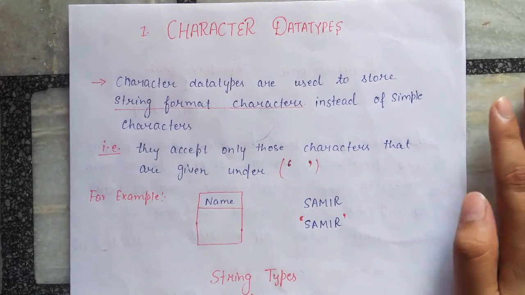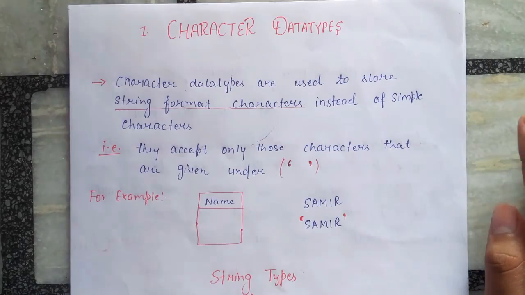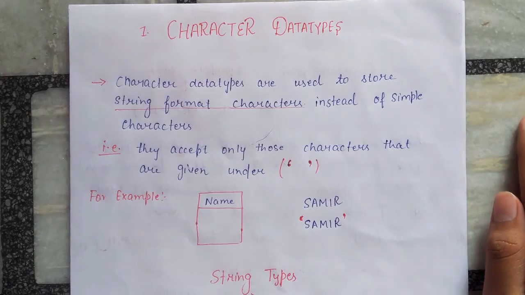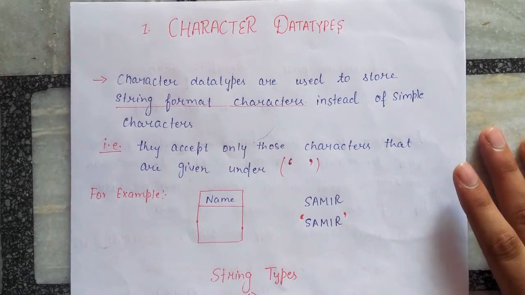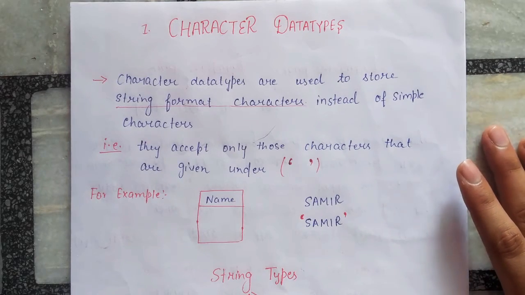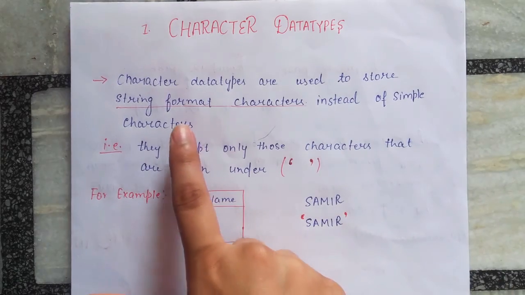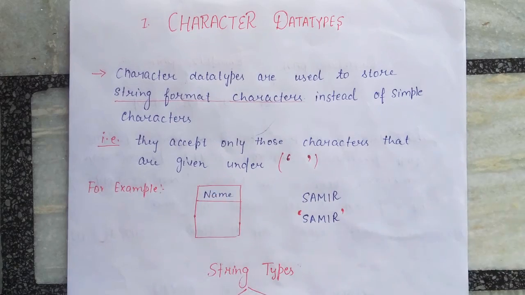Hi everyone. In this video tutorial, we're going to discuss our first data type of Oracle, that is character data types. So what are basically character data types? Character data types are used to store string format characters, instead of simple characters.